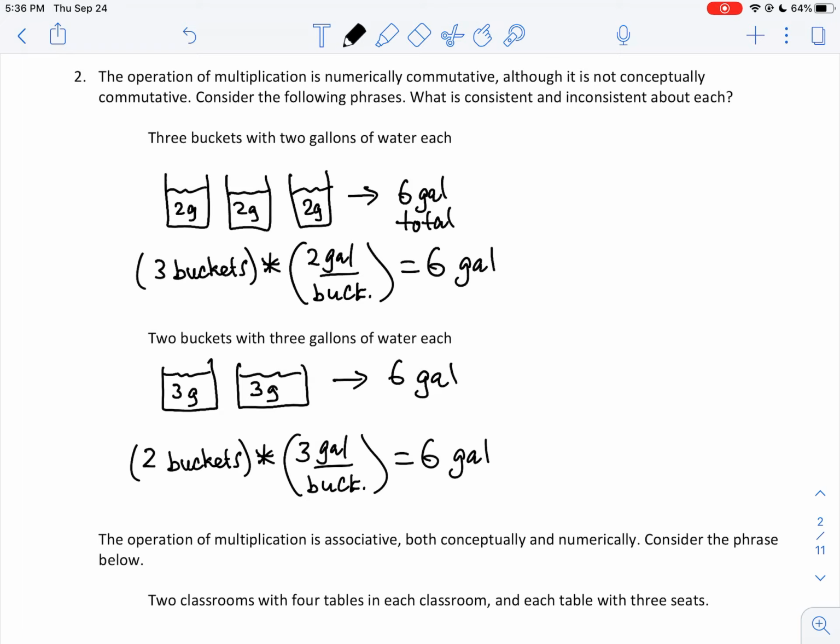So this says, what is consistent and inconsistent about each? Well, what's consistent is the total amount of water. The result of the operation is 6 numerically in both cases. We have 6 gallons in each scenario. What is inconsistent about each? Well, physically, these are different scenarios. They both represent the same total amount of water in the end, but having 3 buckets with 2 gallons in each is not the same thing as having 2 buckets with 3 gallons in each.